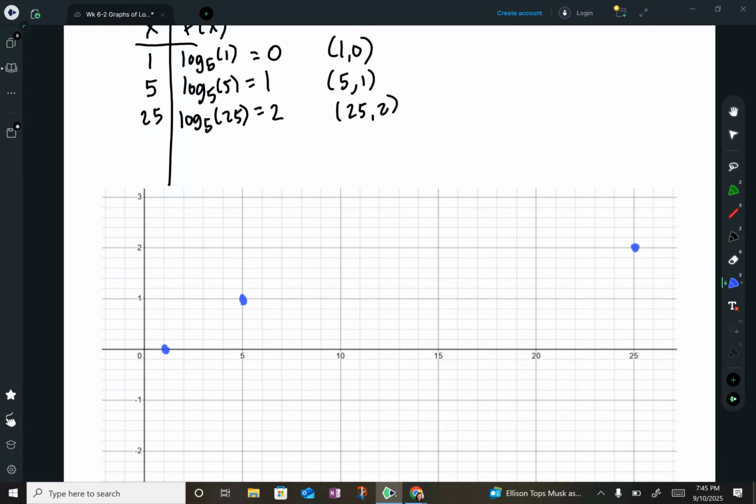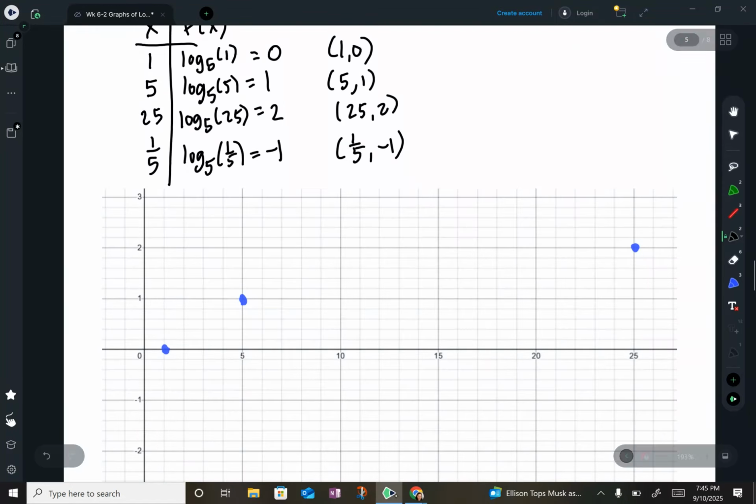Between 0 and 1, I don't have any data points. So what I'm going to do is I'm going to pick a value between 0 and 1. And I'm also going to pick a value that's a power of 5. So I'm going to put in a fifth. And log base 5 of 1/5 equals negative 1. So that tells me the point over 1/5 up negative 1. So let's plot that one. That's going to be like here.